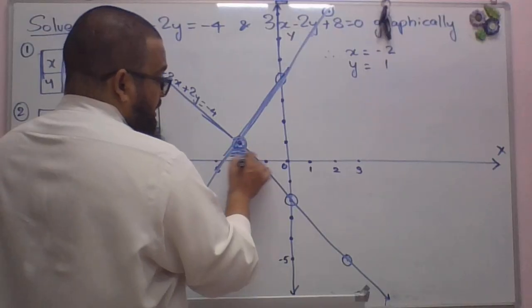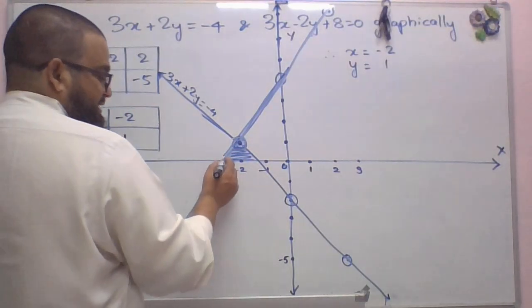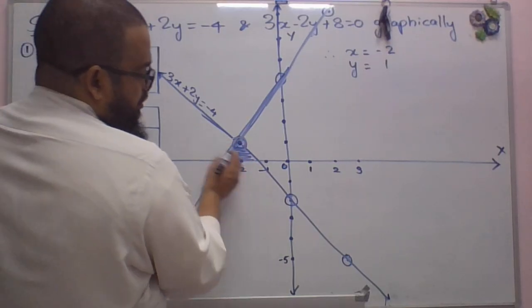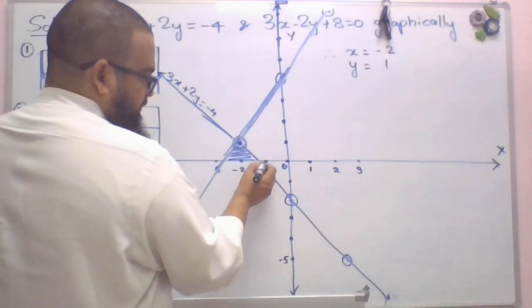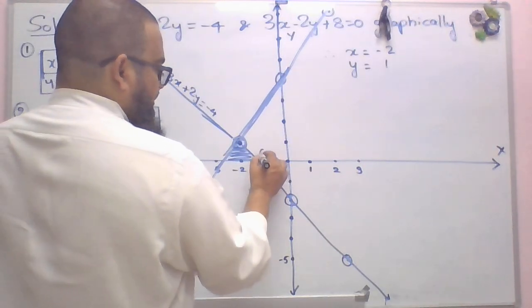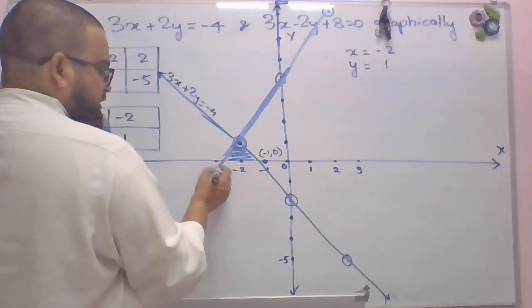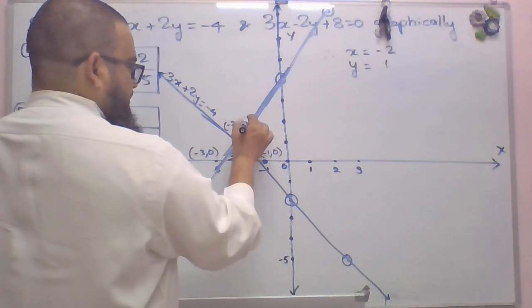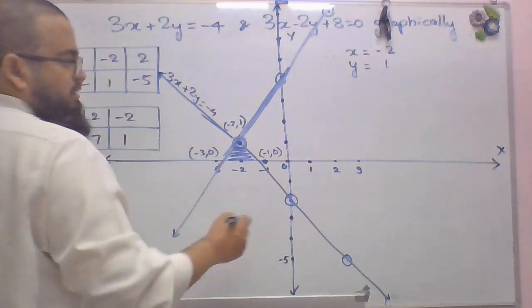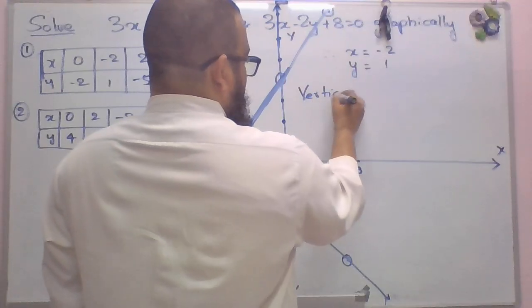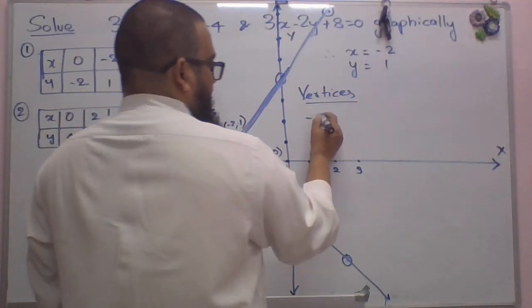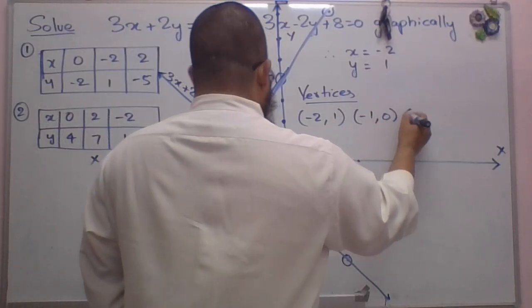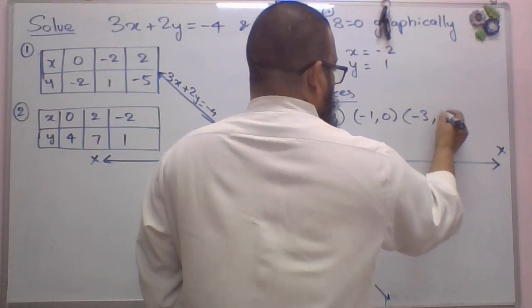Now what he asked: write the coordinates of the triangle formed by these 2 lines and the x-axis. I don't know whether it is coming over here, but if you draw a graph and it is intersecting over here, it will be minus 1 comma 0, and this one is minus 3 comma 0, and this one is minus 2 comma 1. So these are the vertices: minus 2 comma 1, minus 1 comma 0, and minus 3 comma 0.